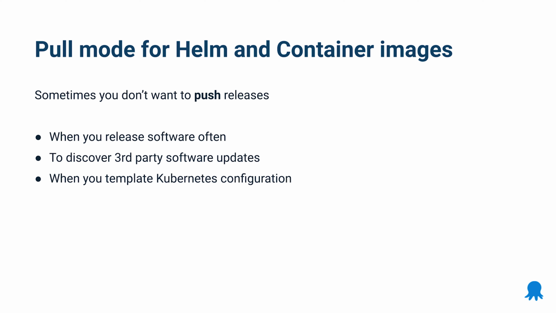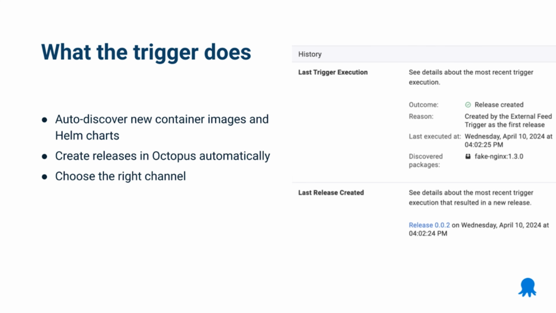So for these use cases, and for many other use cases, we built this new feature which allows you to create releases automatically in Octopus as soon as Octopus spots the new Helm chart version or the new container image version. So it does exactly this. As soon as you configure the trigger, Octopus will keep looking at the sources for container images, the registry, and Helm charts, and when it spots the new version, it will create a release.